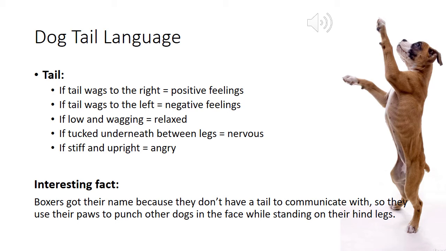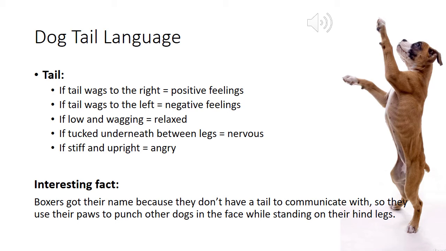If the dog is relaxed, the tail will be low and wagging slowly. If your dog is nervous, he will tuck his tail right underneath his legs, underneath his body. If he's angry, the tail will be stiff and upright. It will stand up and it will stay still. It won't move.